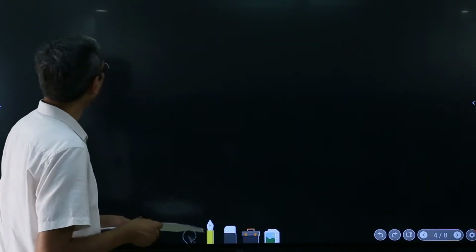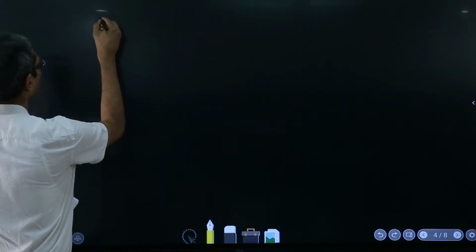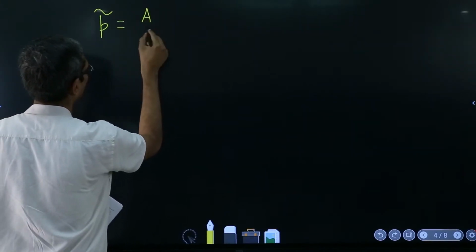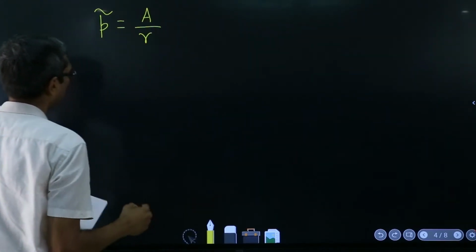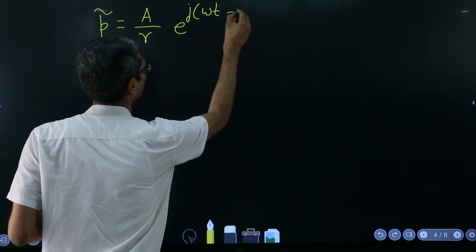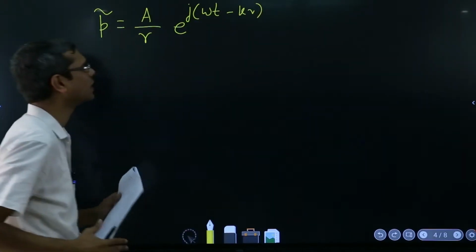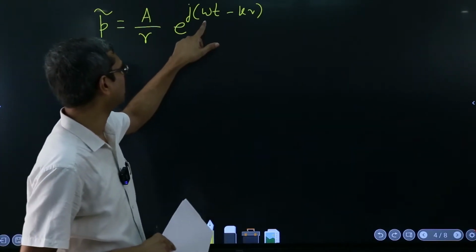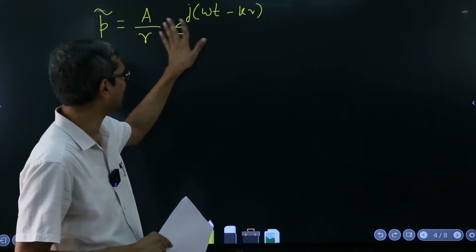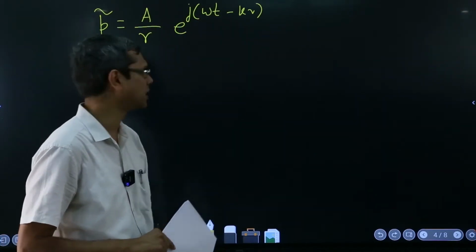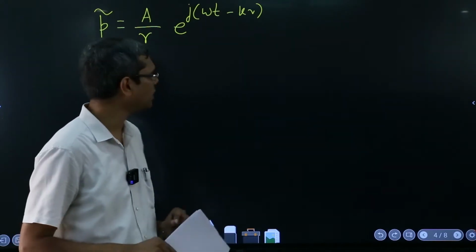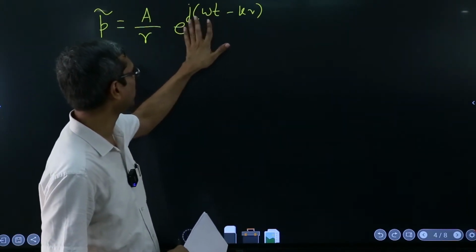Okay. So that means suppose we now have our pressure as some A over r times e raised to j(omega t minus kr). Remember, I was talking about that earlier. We were using ct minus r. We were not talking about omegas and k's because that was general. Now we are talking about the sinusoidal variation, so we have brought in omegas and k's.